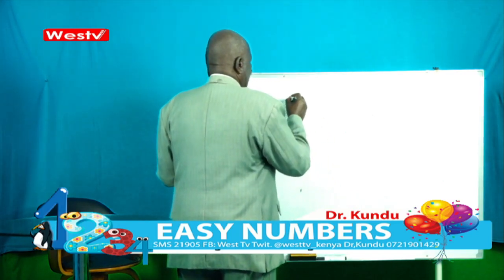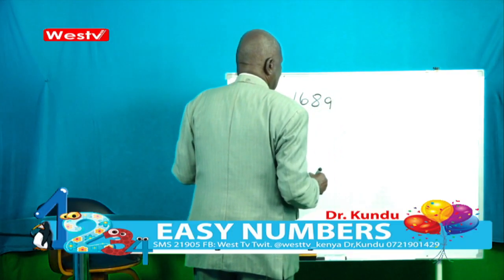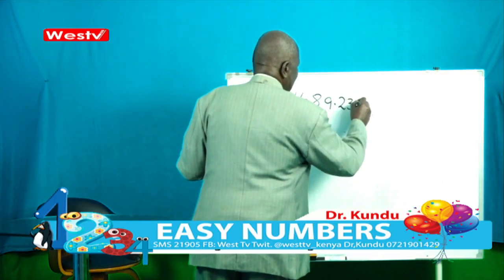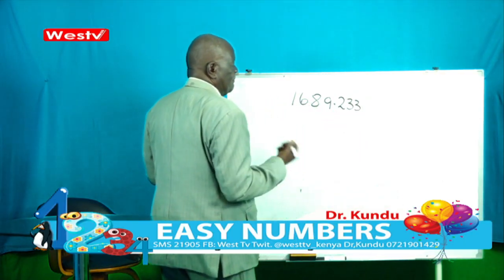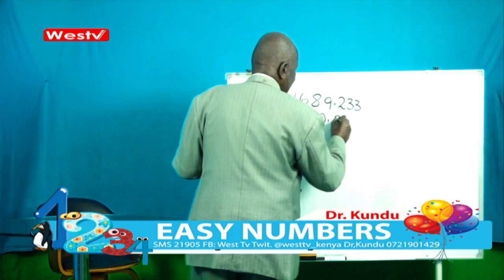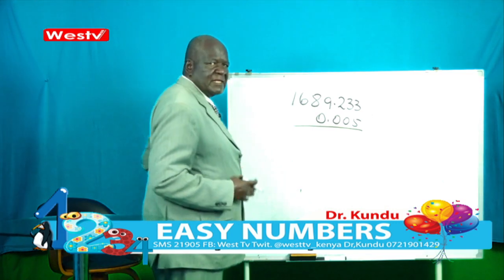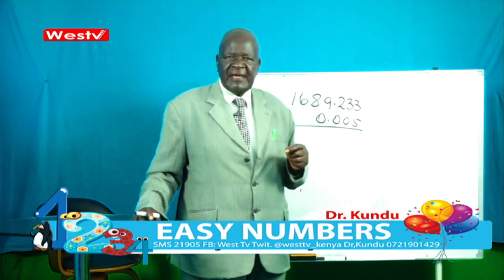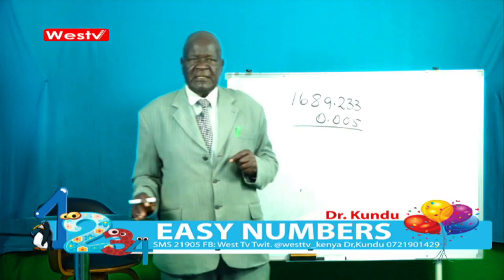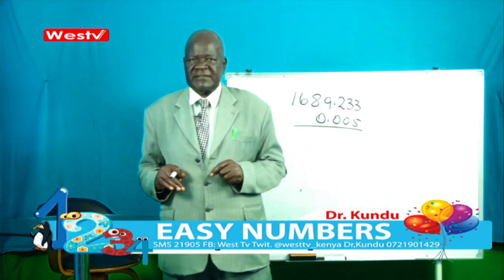Let us say we have 1689.233. And I'm going to multiply by a number like 0.005. See, this under normal circumstances should scare a child in primary. And still, students in the secondary school will be dashing for calculators.